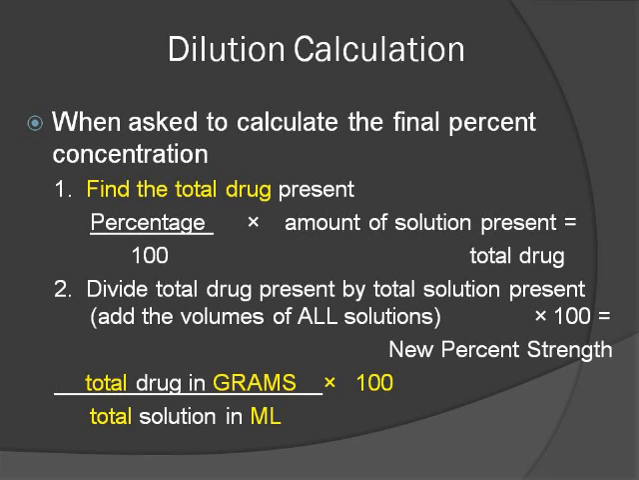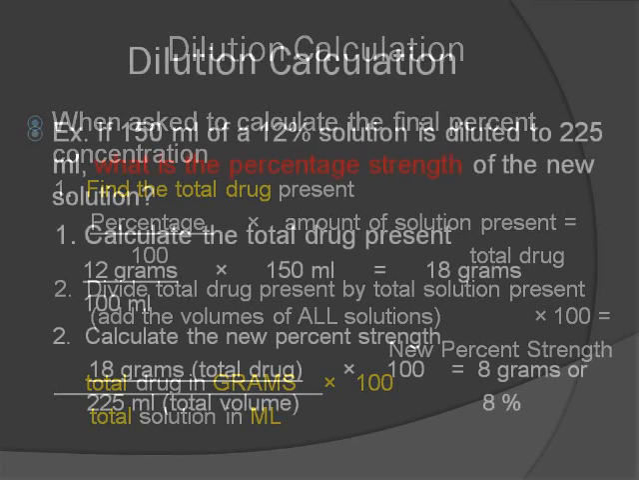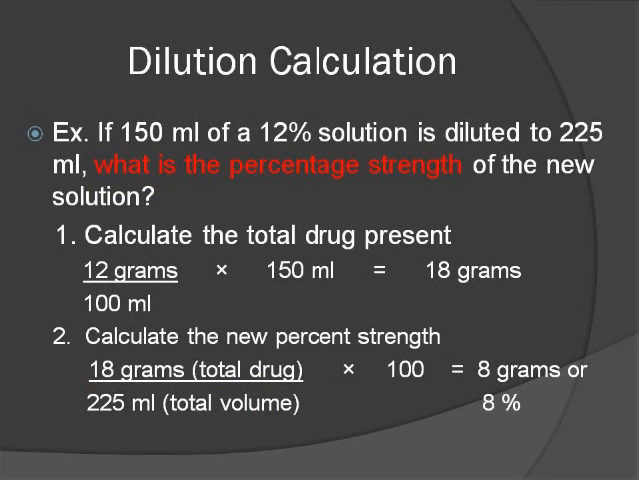A time that you will not have to add them together is if it tells you that your solution has been diluted to such and such amount, then you know you're working with one volume. But when we're adding two volumes together, you're not only going to add the total drug that you calculate for each solution, but also the total volume for each solution. So again, that last step, total drug in grams over total solution in mLs multiplied by 100, gives us the new percent strength. So let's move on. We have an example.